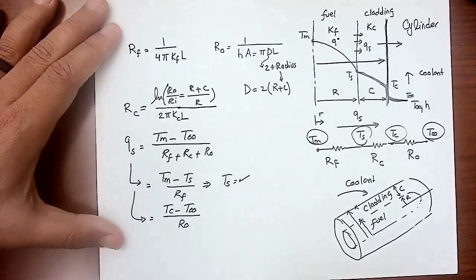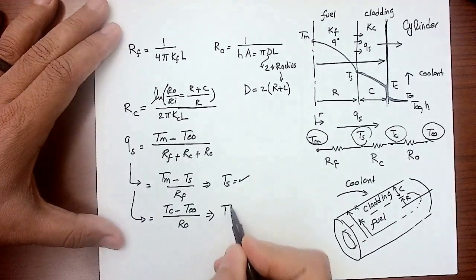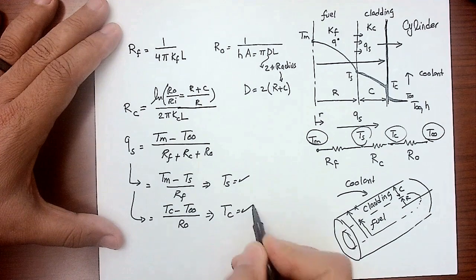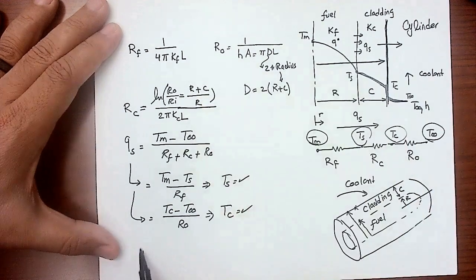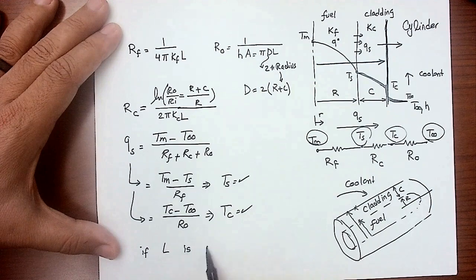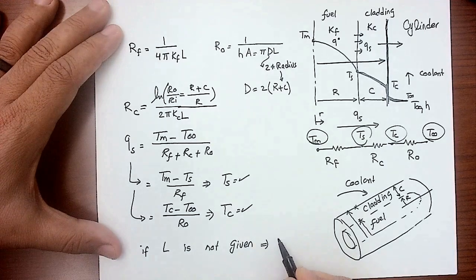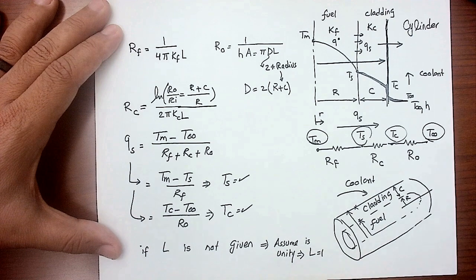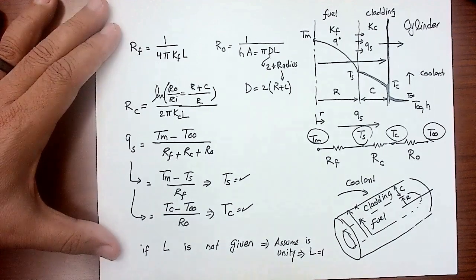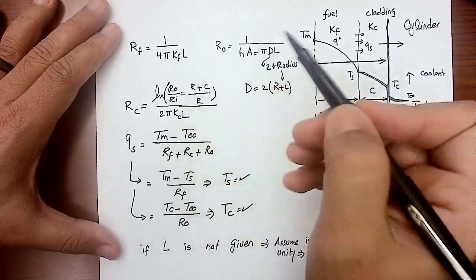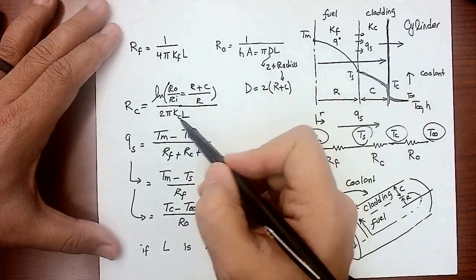There is one note here I need you to be aware of. What if the L is not given? If L is not given, you assume it's unity. So L equals 1, per unit length. So we have everything per unit length. So you can actually delete L from this equation, from this equation, and from this equation.